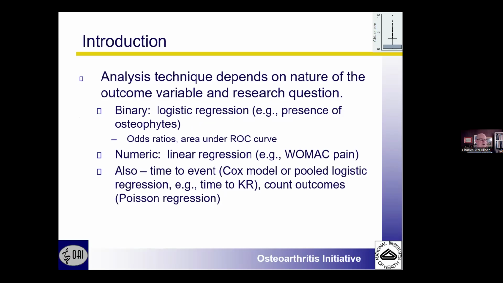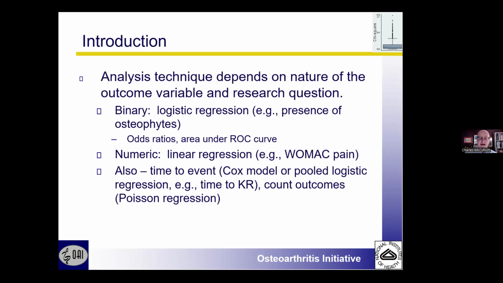All right, so when I think about analyzing a data set, I always start by thinking about the nature of the outcome variable. Is it a binary outcome variable? In which case I might be guided to using something like logistic regression, like presence of osteophytes. And then I would characterize the associations using things like odds ratios or areas under the ROC curve. If I have a numeric outcome, I'm typically going to be thinking of things like linear regression. So things like WOMAC pain, I might treat as just numeric. And I'd fit linear regression type models.